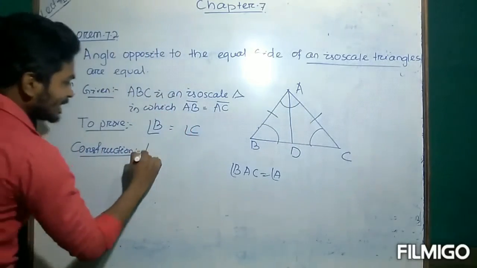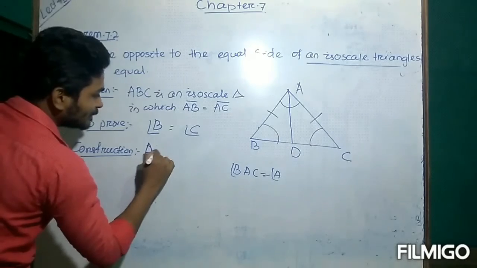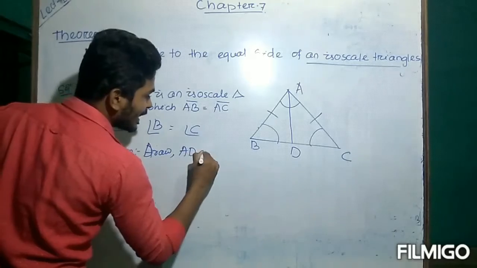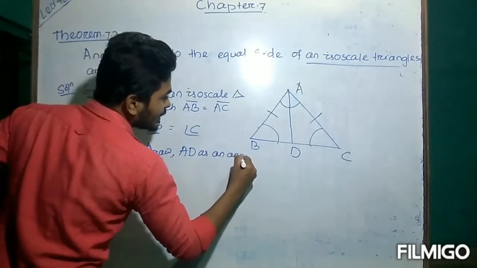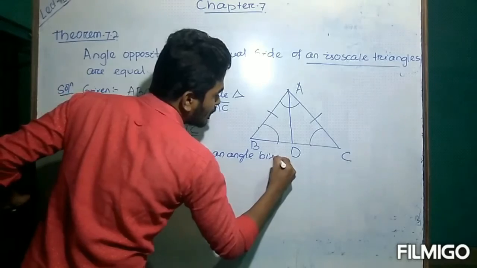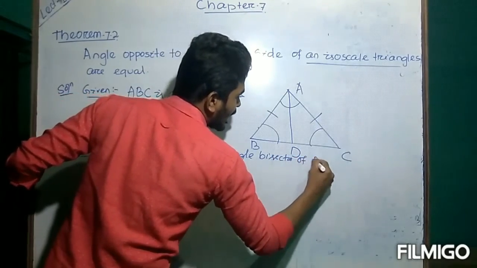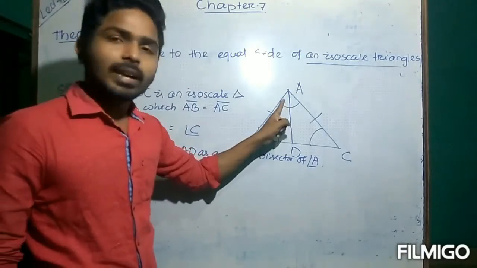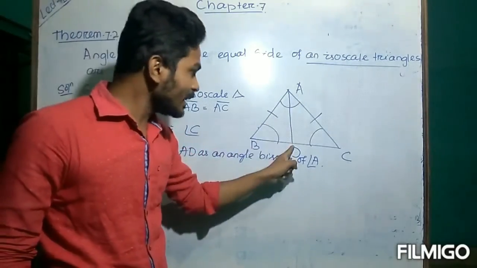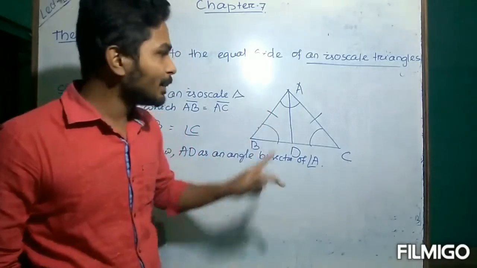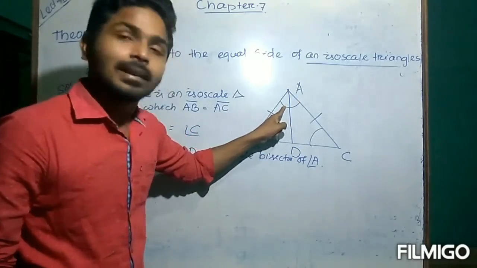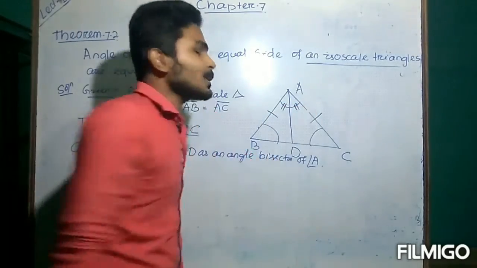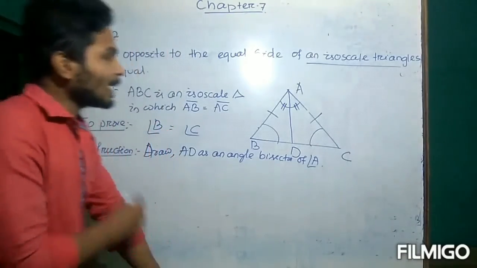Okay, so you can write, draw AD as an angle bisector of angle A. Clear? So what is the meaning of angle bisector? An angle bisector is a line which divides this angle into two equal halves. If it is 60 degrees, then this part is 30, this part is 30. So we can write this angle is equal to this angle. It is clear now? Okay.